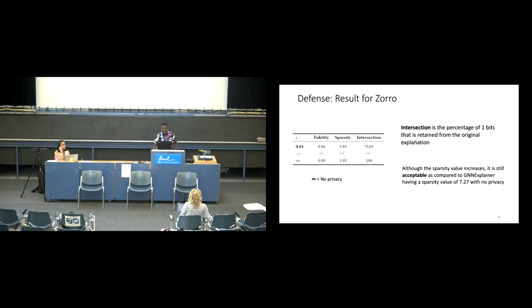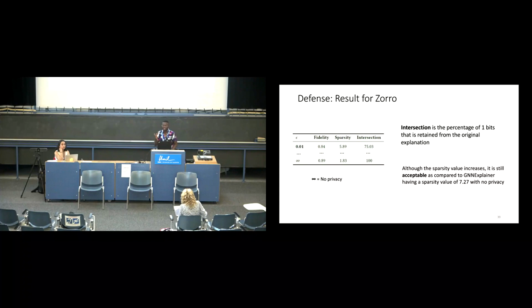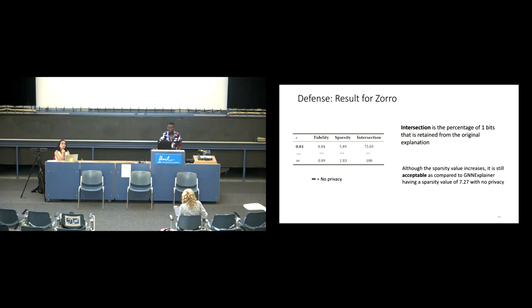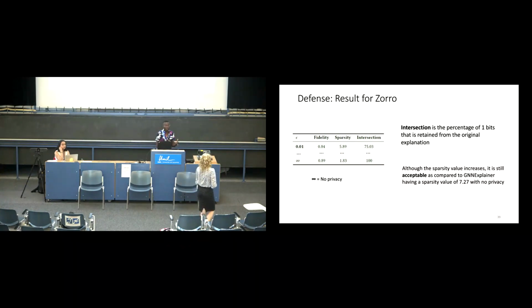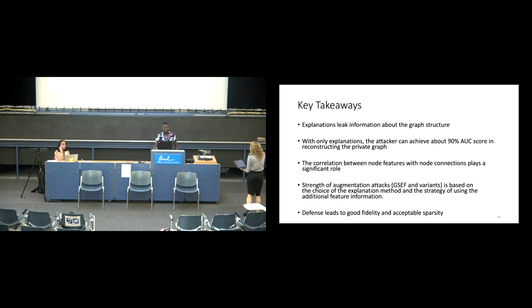We also checked the intersection. Intersection is the percentage of bits that are retained from the original explanation. And indeed, we see that in most cases, the original explanation still holds, for instance, 75% of the time.